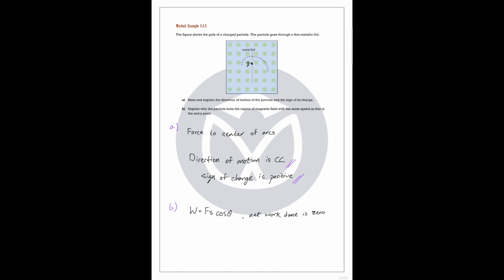So if the work done is the change in kinetic energy of the particle, with no work done means no change in kinetic energy. No delta EK. Therefore, there is no change in the speed. And that is all the answers to the questions of topic 5.4.